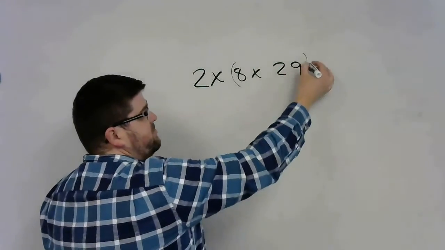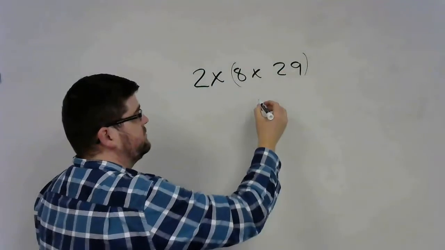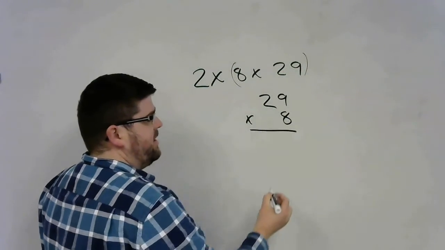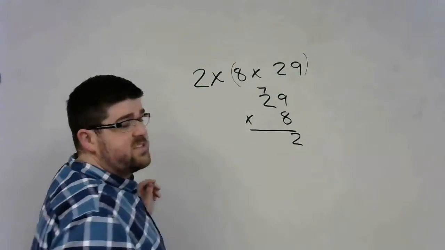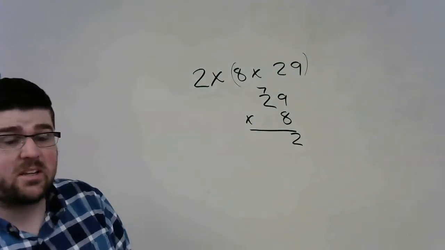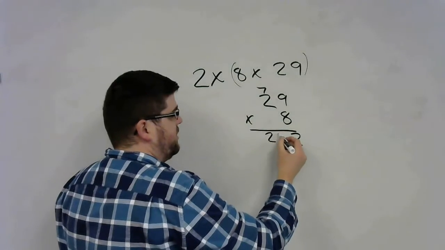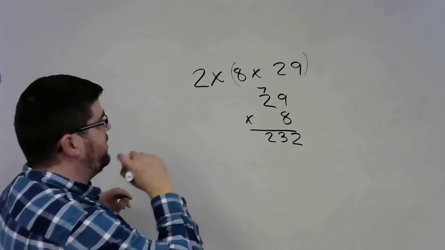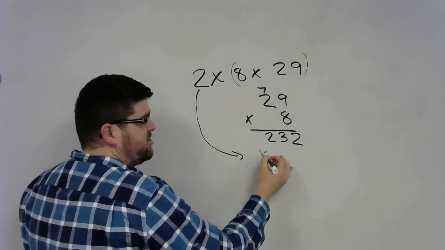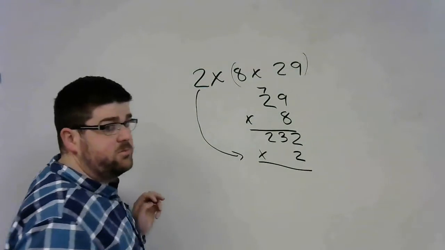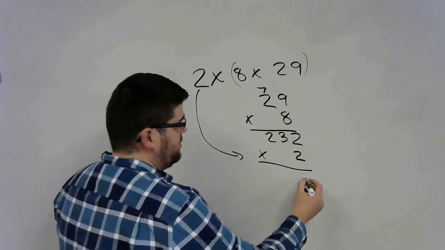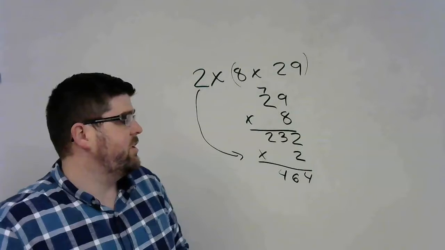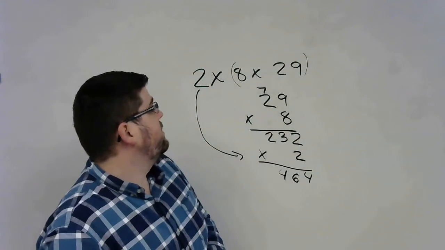So the first thing I'm going to do is I'm just going to do 8 times 29 first. 8 times 9 is 72, so 2 in the basement, 7 in the attic. 8 times 2 is 16, plus 7 is 23. So this 29 times 8 equals 232. Next, I'm going to multiply 232 times 2. So I could do 2 times 2 is 4, 2 times 3 is 6, and 2 times 2 is 4. 464 would be your answer for that one.